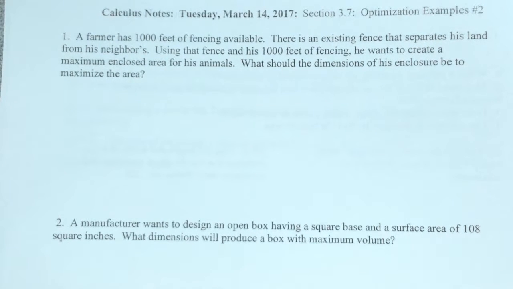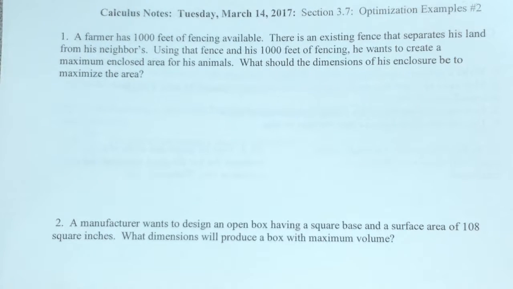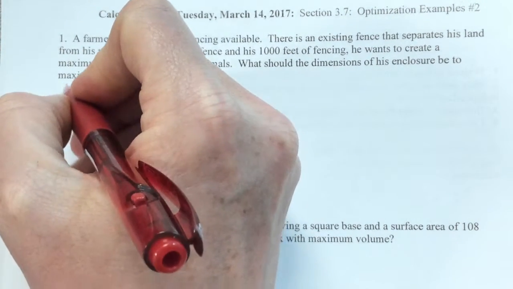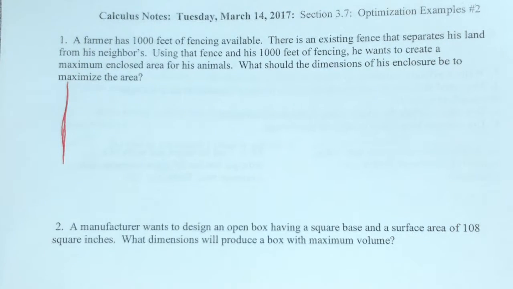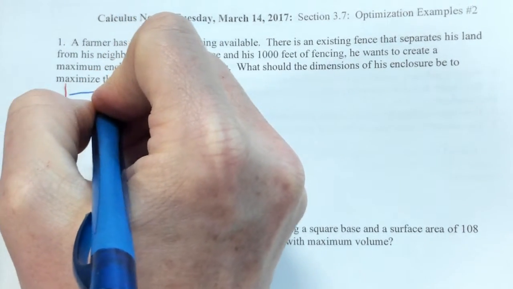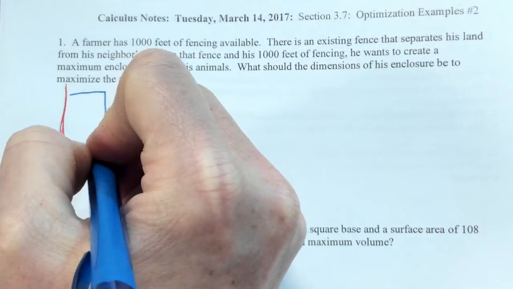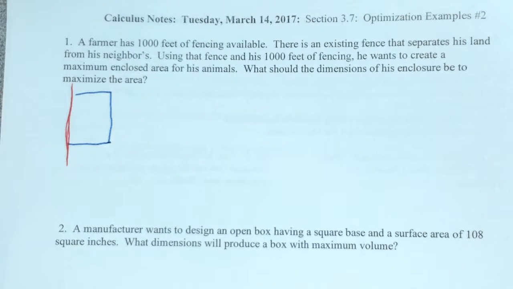All right. So we have to think about the fact that we actually already have some fencing here. So this might be his neighbor's fence. He's going to put his fence up against it. So his fence might go something like this. He's got 1,000 feet of fencing that he can use.